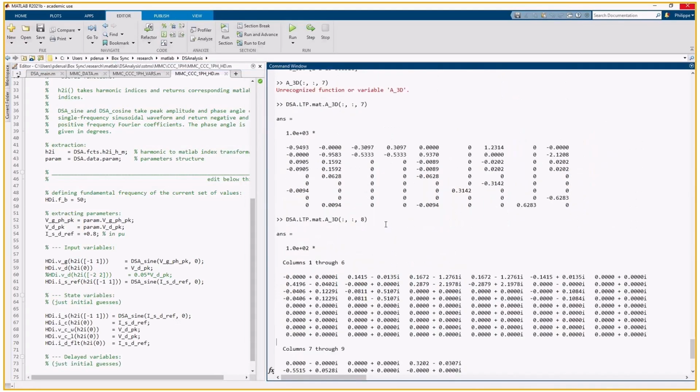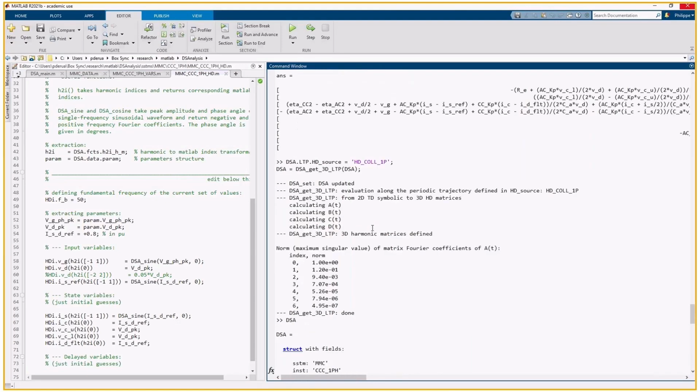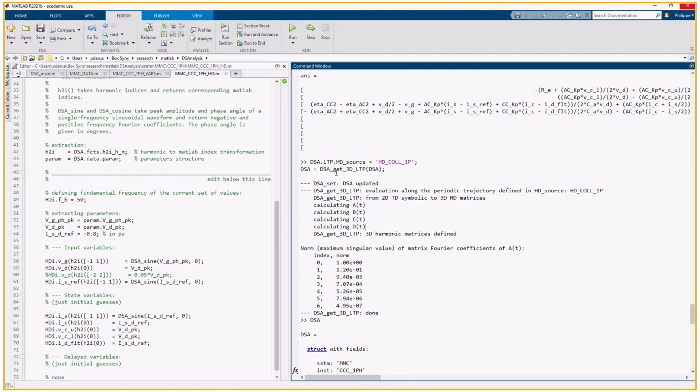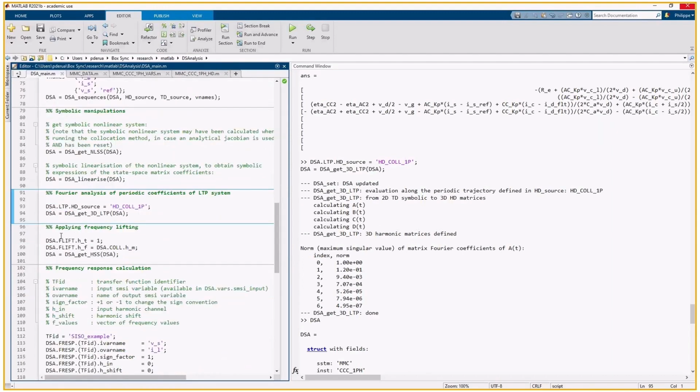Okay, so now we have Fourier coefficients for each of the 4 state space matrices. We can apply frequency lifting to obtain a frequency lifted time invariant representation of the state space system represented by these 4 non-lifted matrices. In other words, going back to the main, we see that we can now do frequency lifting.